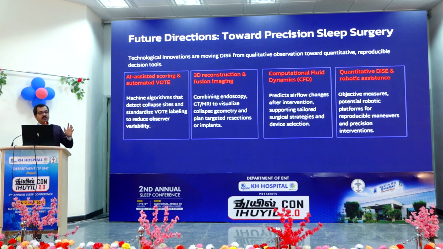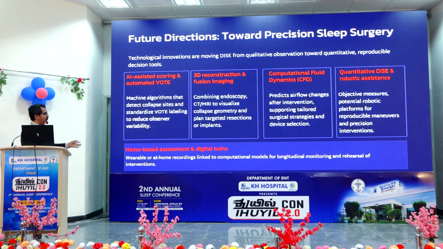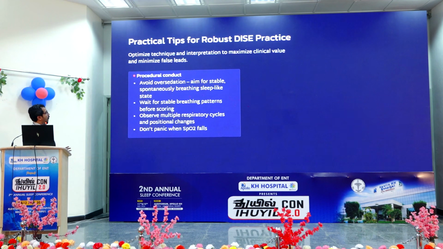Quantitative DISE is what I told. Instead of partial or complete collapse, you are scoring the airway like 10%, 20% like that. With the help of a robotic arm you can place the scope inside the oropharyngeal airway, and the surgeon's both hands are free for doing some maneuvers. The newer methods are digital twins, where a digital replica of the patient's airway is created, and on that you can do computational airway dynamics and assess where the collapse is happening.